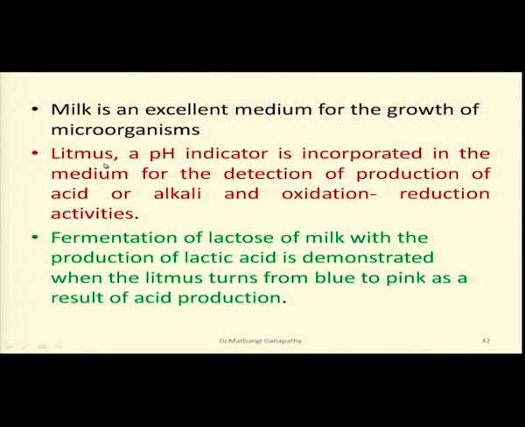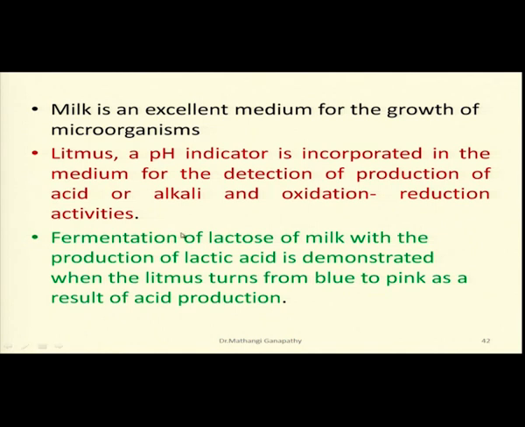Milk, as you know, is an extremely nutrient rich medium which will promote the growth of microorganisms. And the litmus, a pH indicator, is incorporated in the medium for the detection of the production of acid or alkali and oxidation reduction activity. So, depending upon the production of acid or alkali or the change which happens because of the oxidation reduction reaction, you are going to see a color change which will indicate the growth of a particular type of microbe.